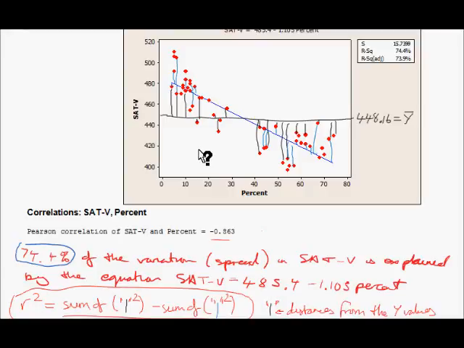Okay, so hopefully that gives you a little bit of understanding of r squared and what it's telling you, at least visually. And so next time we'll actually start playing a little bit more around with regression models.